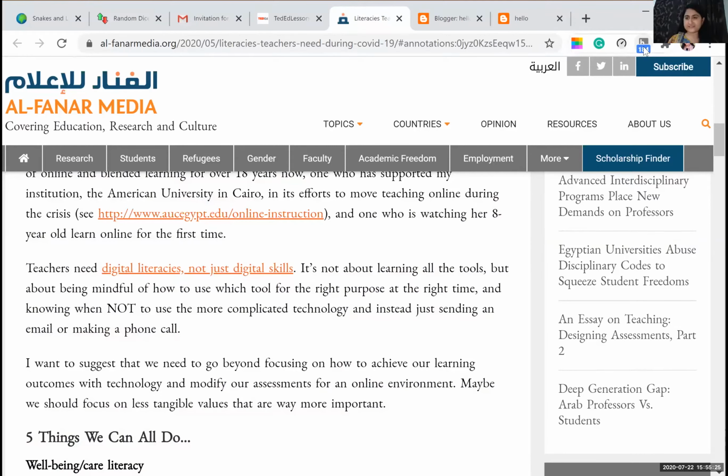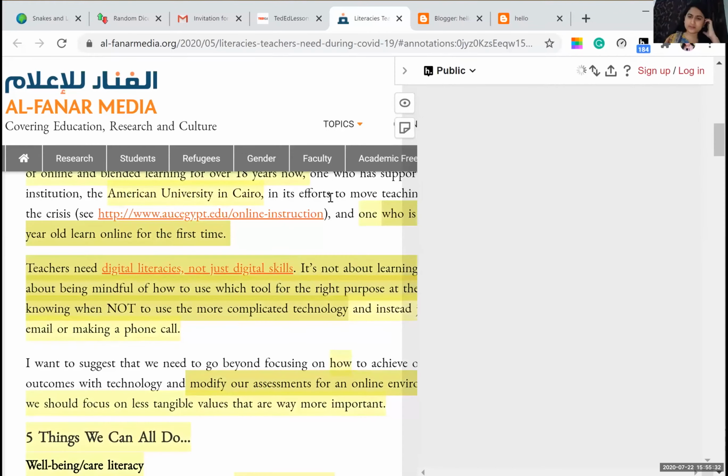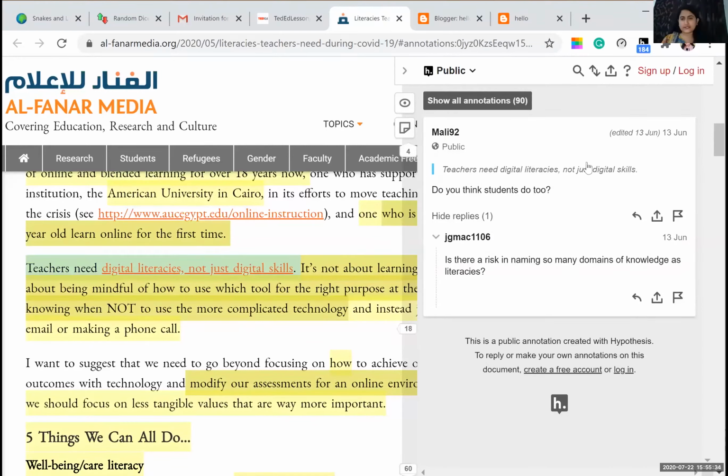I hope it works. Here it is. So Hypothesis works on any Chrome and I think on Safari as well. It's not really difficult. It's free of cost. That's the best thing. There is no fee for it.